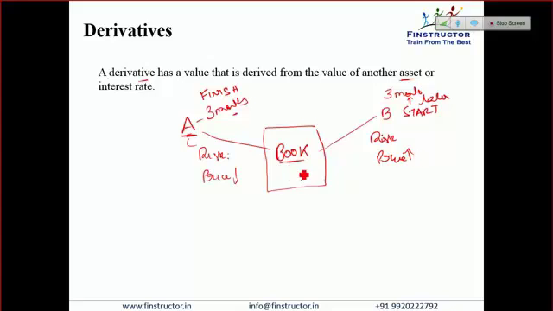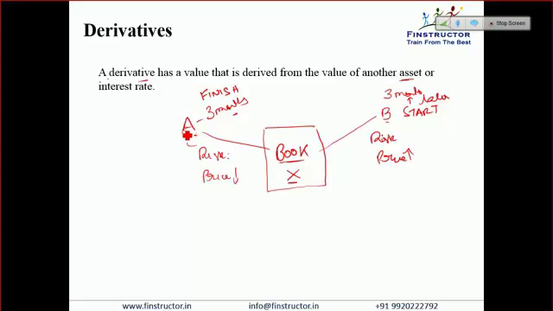Let's assume the current price of the book is X. So both A as well as B are okay with the current price of the book. They are willing to pay X. B is willing to buy at X. A is willing to sell this book at X. The risk is that 3 months later the price can go up for B, or the price may go down for A.